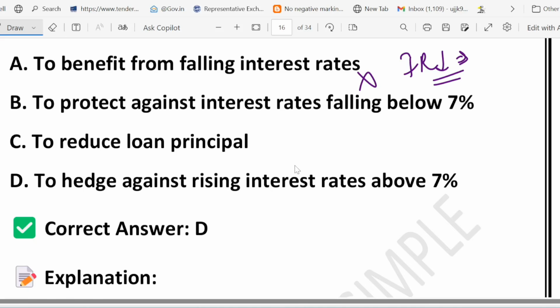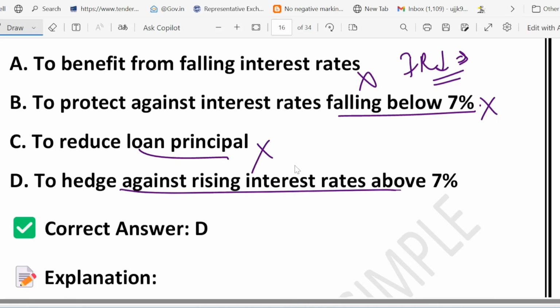Option B, to protect against interest rate falling below 7%. This is again wrong. That sounds more like a floor, not a cap. A cap helps when the rate goes above a certain level. A floor helps protect the minimum interest income, which is not the case here. Option C, to reduce loan principal. Again, it is completely incorrect. An interest rate cap has nothing to do with principal. They only manage the interest payment risk.